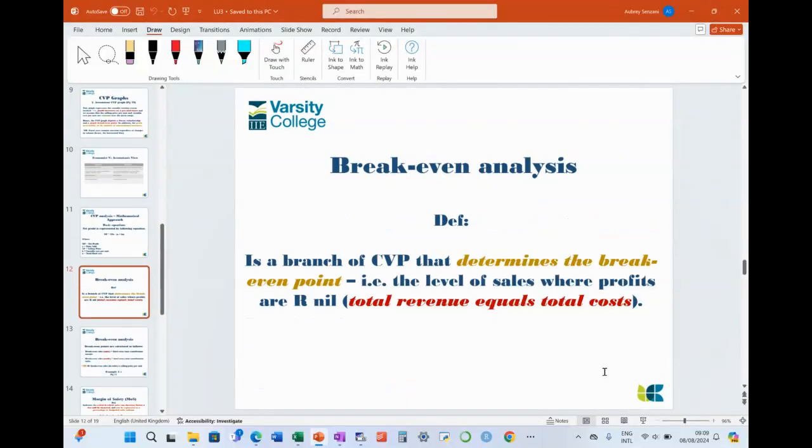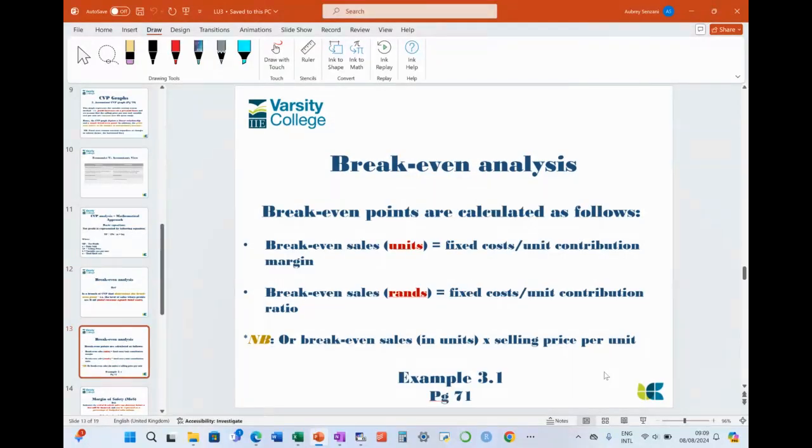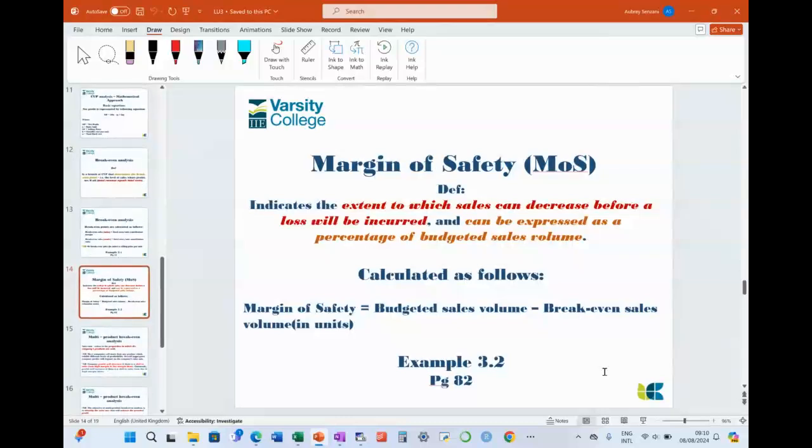Break-even analysis, we know what this is. This is the point where revenue is equal to cost. We're not making a profit and we're not making a loss. Nothing brand new there. We know how to calculate this, whether it's break even in units or break even in sales. We know how to do the things that need to be done over there. So you guys can go through the example there in your own time.